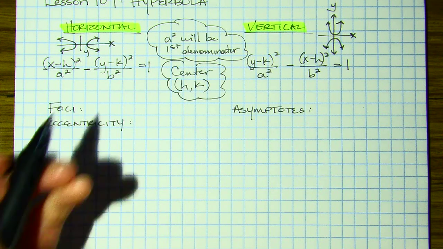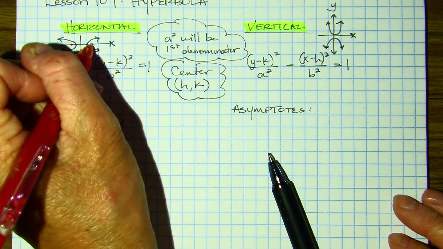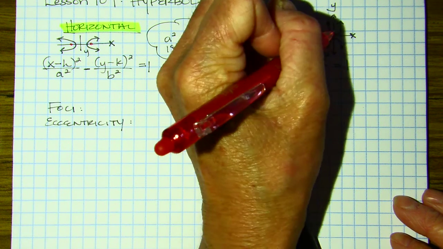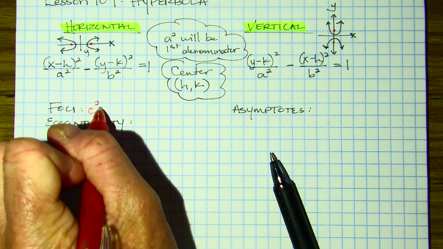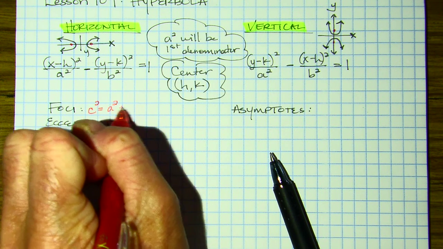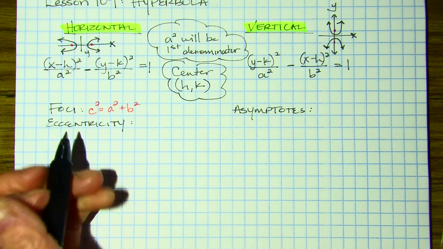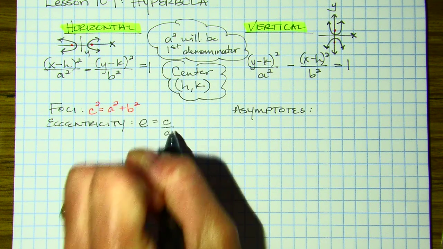Foci are these dots listed on the inside. We find foci by finding c squared equals a squared plus b squared. Notice it looks very common to our Pythagorean theorem. Our eccentricity is e equals c divided by a.